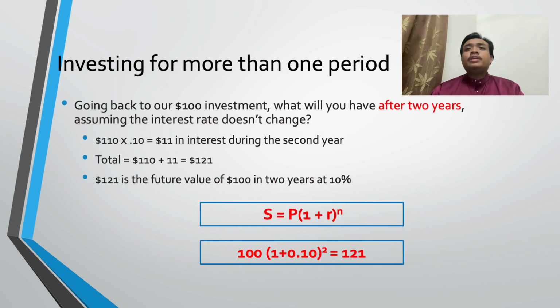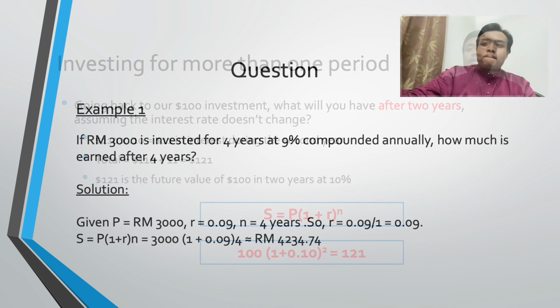Now let's see investing for more than one period. We go back to our $100 investment. What will we have after 2 years, assuming the interest rate does not change? 110 times 0.10 equal to 11. Total: 110 plus 11 equal to 121. 121 is the future value of $100 in 2 years at 10%.